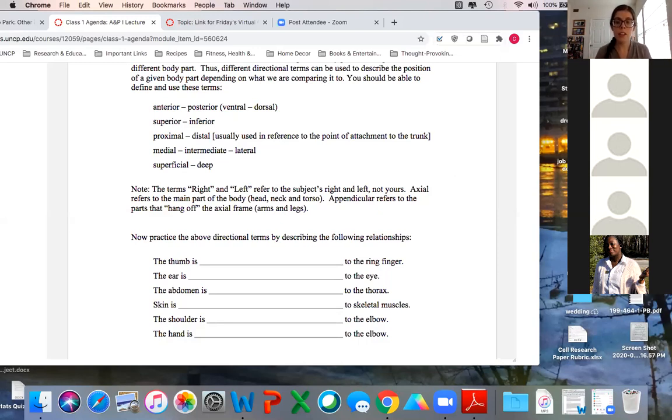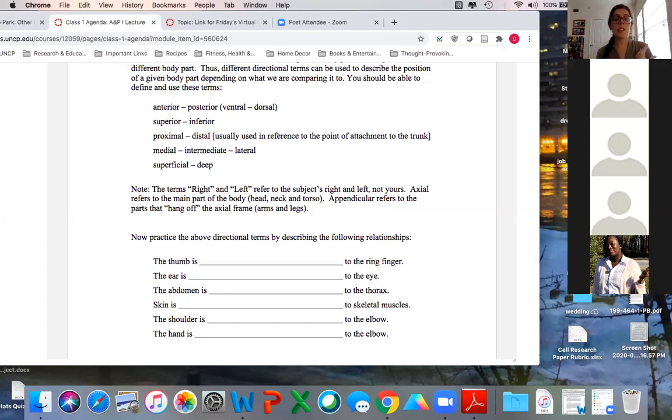Then we have the ear. And again, the ear is more towards the outside than the eyes are. So we again would say lateral. Our abdomen is beneath our thorax, which is our chest cavity. And so we would say our abdomen is inferior. The skin is above our skeletal muscles or more towards the surface. So we would say superficial.